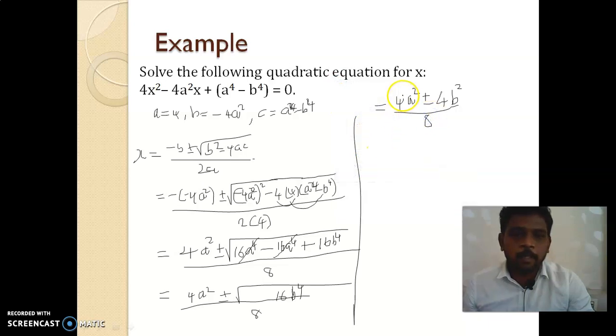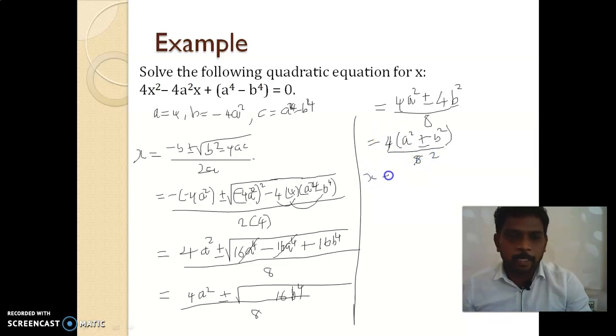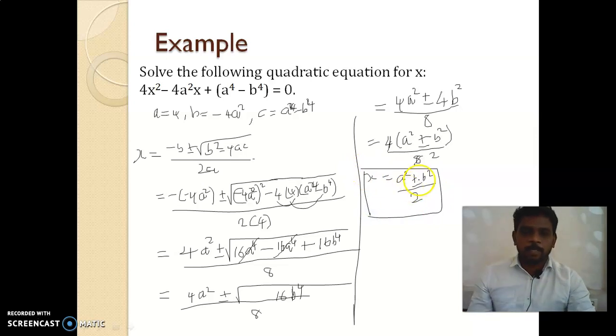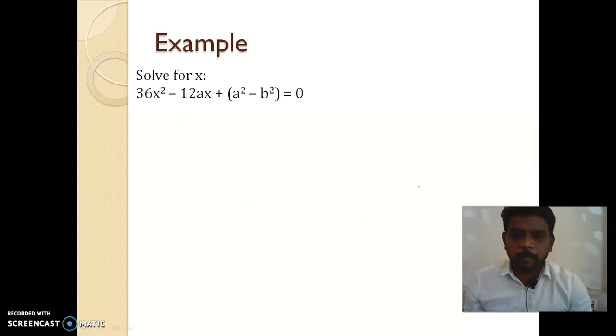Now divide it. If you take 4 as common, 4 into a square plus or minus b square, divided by 8. Here 1 4, here 2 4. So what is the x value now? x equal to a square plus or minus b square divided by 2. That is the value of x. One is the positive root and another one is the negative root. Look at the next example.